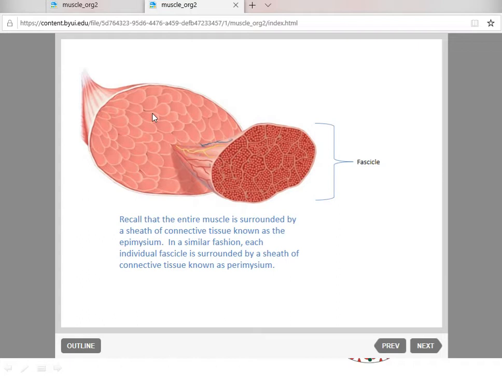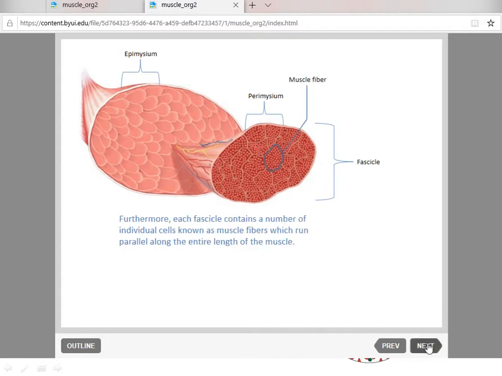Now the second one is the fascicle. Fascicle is the tissue present in the skeletal muscle. Now the next one is the outer covering of these fascicles, which is known as the perimysium. This is the epimysium, the outer covering of the skeletal muscle, and the outer covering of the fascicles is called the perimysium.